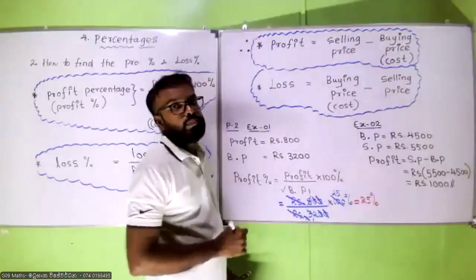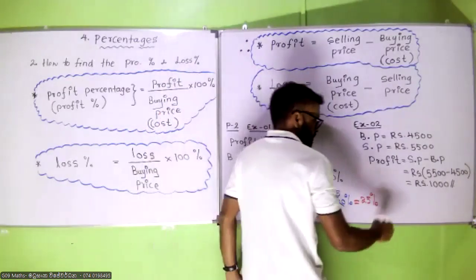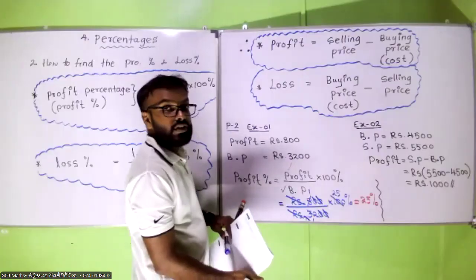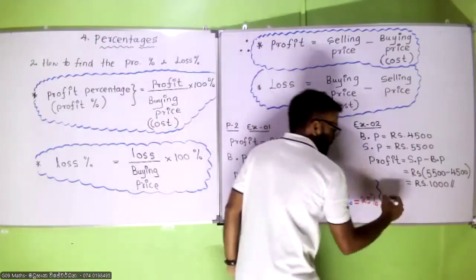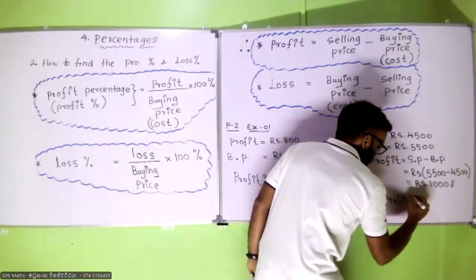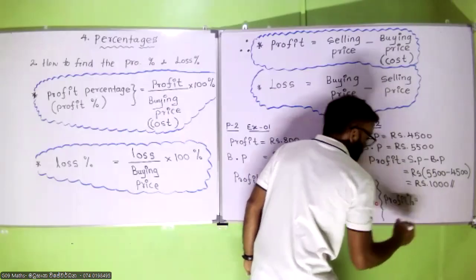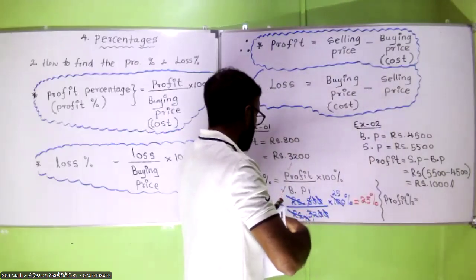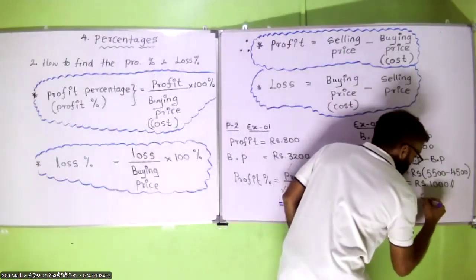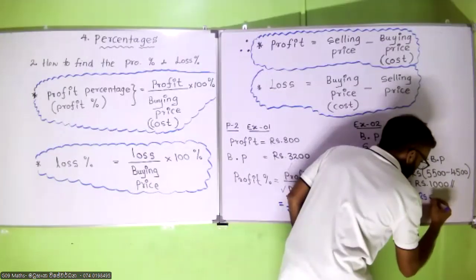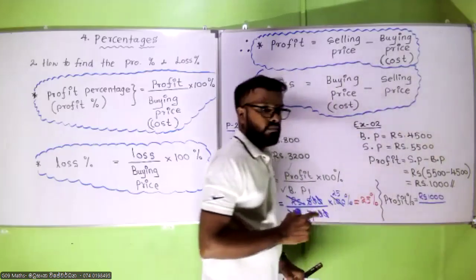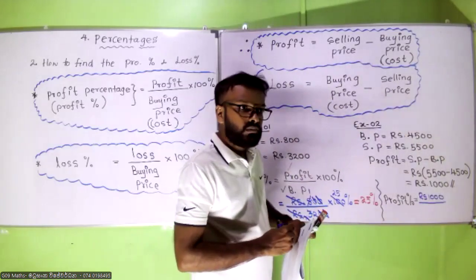Now you need to find the profit percentage. Since I have the equation here, I am not going to write it again. Profit percentage equals, in the numerator, what should you have? The profit, 1,000 rupees. Excuse me, sir, the board is not clear.